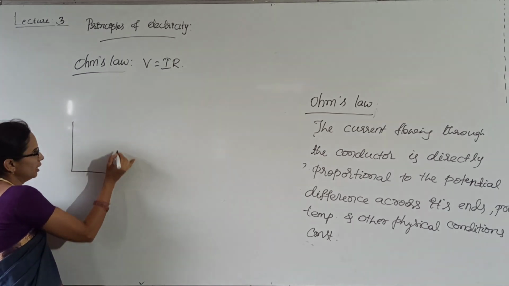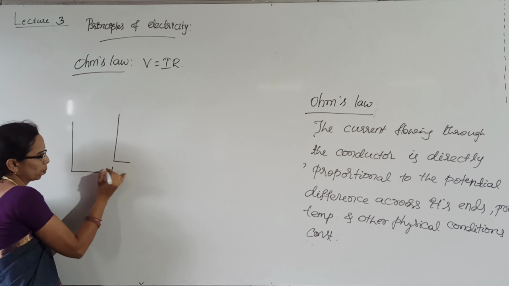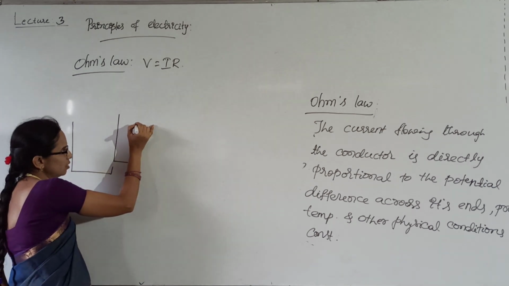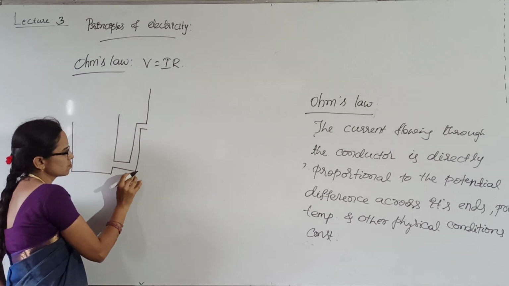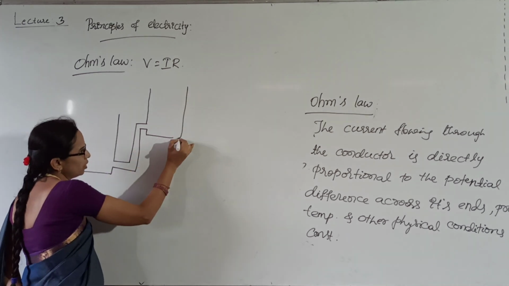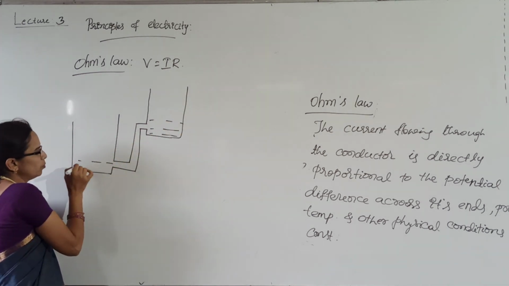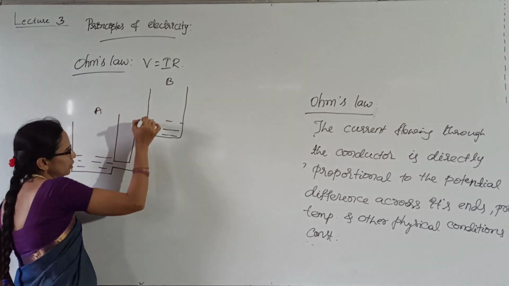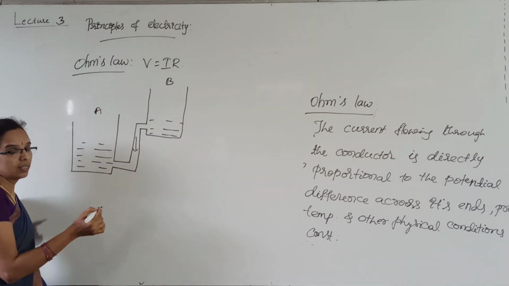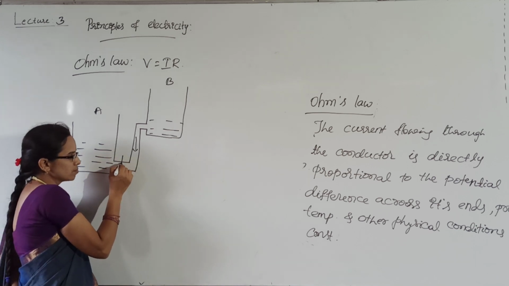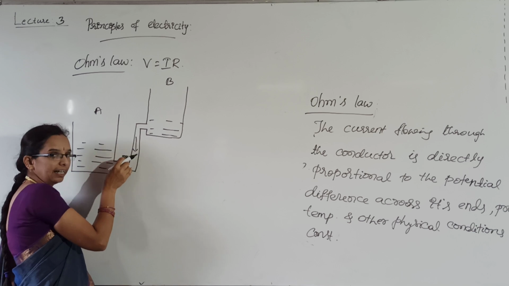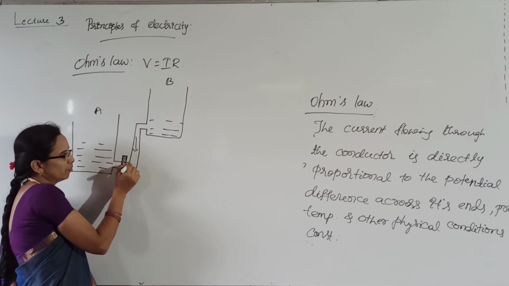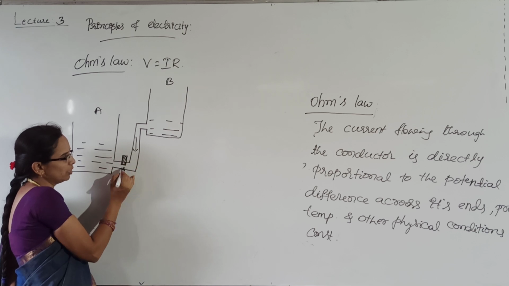See, I have told you the analysis of the water. I have increased the height of the vessel so that water can flow from vessel B to A, right? If I put a gate here, what happens? The water should flow only between this distance.